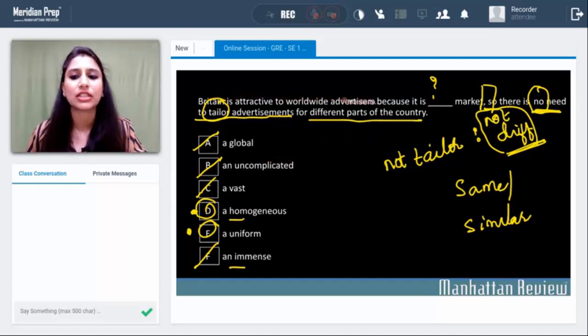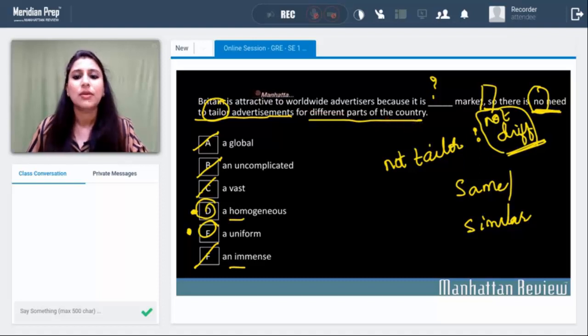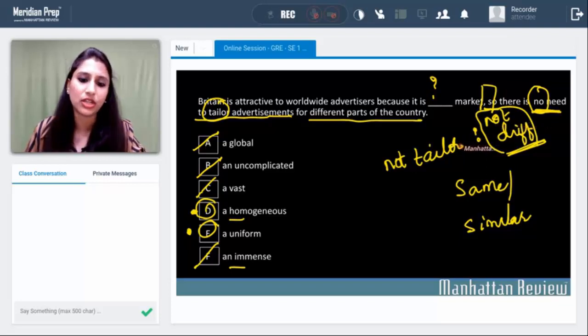Right? Now let's place them back into the blank and read. Britain is attractive to worldwide advertisers because it is a homogeneous market. So there is no need to tailor advertisements for different parts of the country. Similarly, when you say Britain is attractive because it is a uniform market, so there is no need to tailor advertisements for different parts of the country. So yes, the choices D and E are the correct fit for the blank.